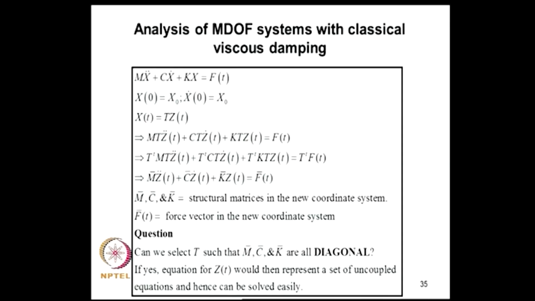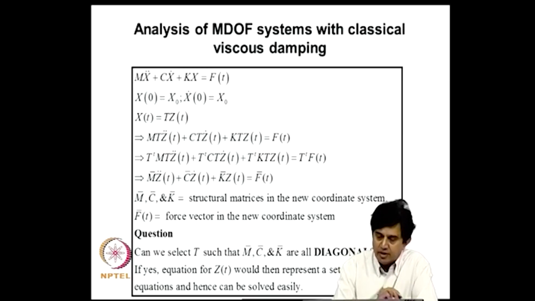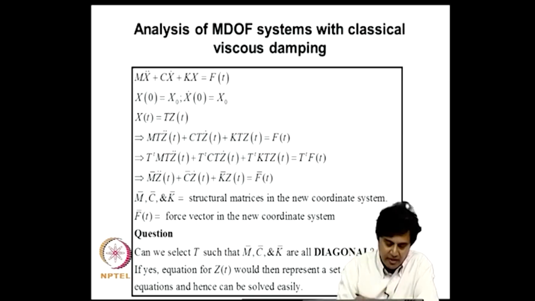Now, we will start by analyzing the response of multi degree freedom systems with classical viscous damping. Now, the word classical needs to be explained. So, I will quickly run through these arguments. So, this is the governing equation where I have a viscous damping term C x dot, f of t is the forcing function and these are the initial conditions.